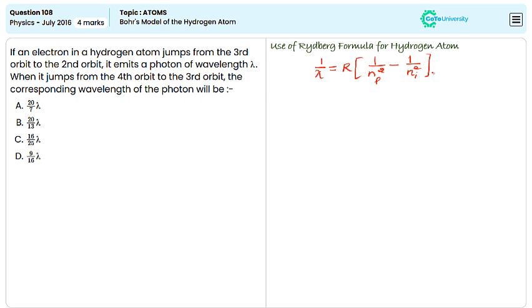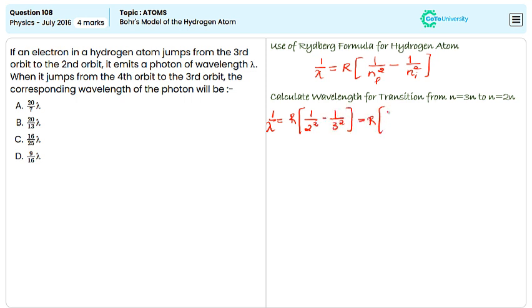energy level. For the transition from third to the second orbit, wavelength is calculated as 1 by lambda equals R into 1 by 2 square minus 1 by 3 square, which equals R into 1 by 4 minus 1 by 9, which equals R into 9 minus 4 by 36, which equals R into 5 by 36. Thus, lambda is equal to 36 by 5R.